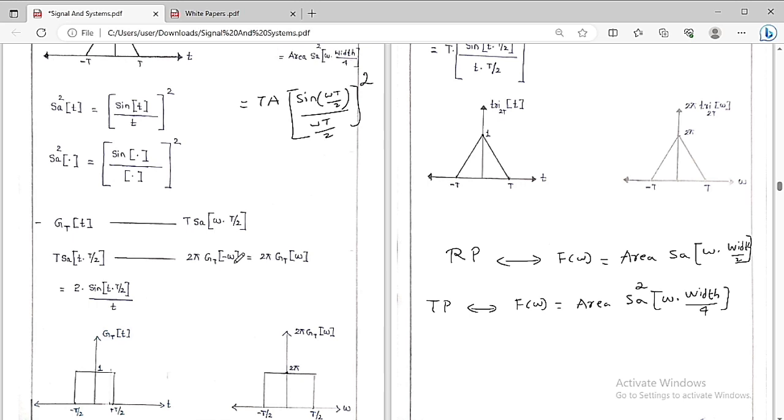You know that a rectangular pulse is basically an even signal. Therefore g_T of minus omega is equal to g_T of omega, because it is a rectangular pulse, it is symmetric. Therefore, we get 2 pi into g_T of omega.